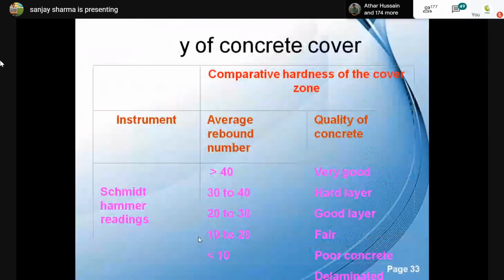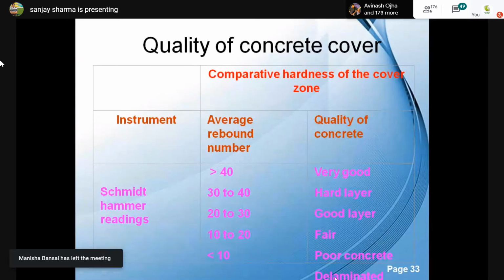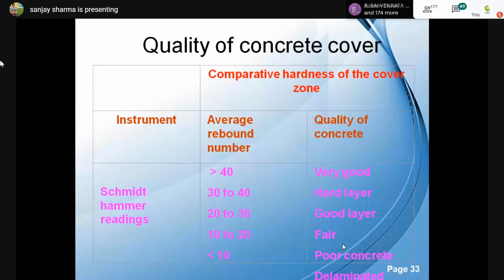Basically, if you go for this test, you can also assess the quality of concrete, not just the strength. Depending upon the rebound number received, you can classify the quality of the concrete from delaminated to very good: hard layer, good layer, fair, etc. So if you are getting a reading in between, you can very well assume those things.